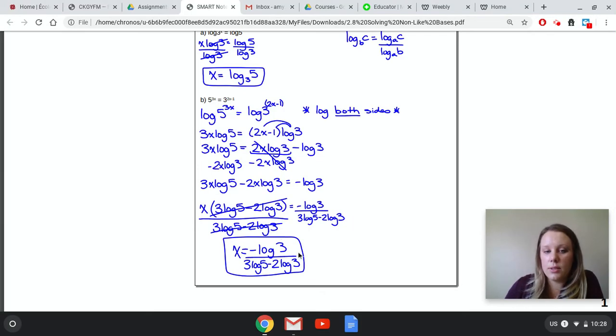Now this is going to be the most complicated looking answer you've ever seen in math, but that's okay. It's going to have a lot of logs, division, negatives, all sorts of stuff. But this is the exact value of x. If I wanted you to round, you would put this in your calculator and determine the decimal value.